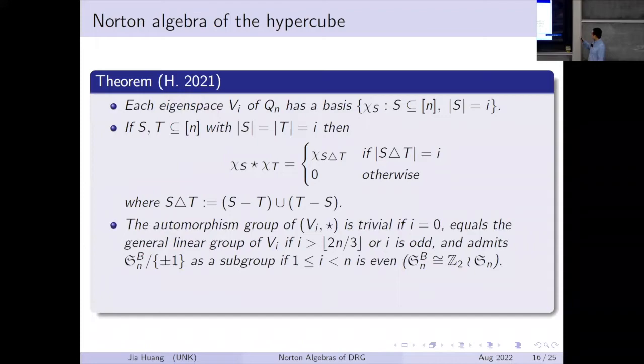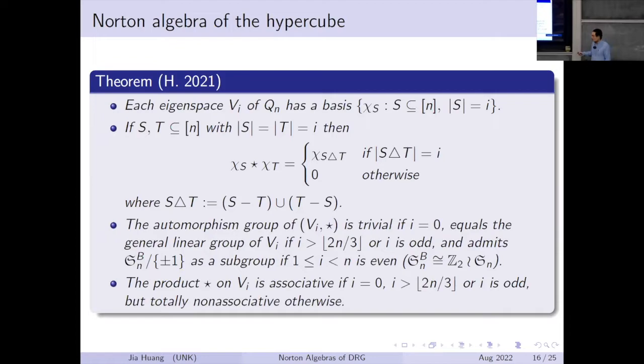And we will also determine the automorphism group, which is trivial in some small cases. And then also it could be the general linear group of V_i, that's pretty big, when i is greater than the floor of 2n over 3, or if i is odd. Or you can find a subgroup that's isomorphic to the hyperoctahedral group, S_n and B, so it's signed permutations modulo plus or minus 1, if i is from 1 to n minus 1 and is even.